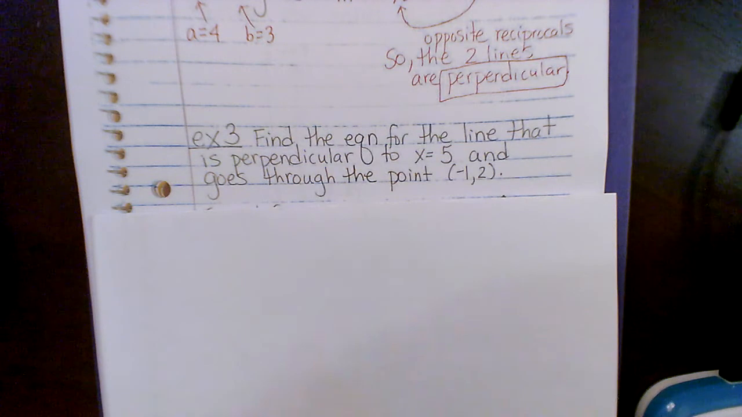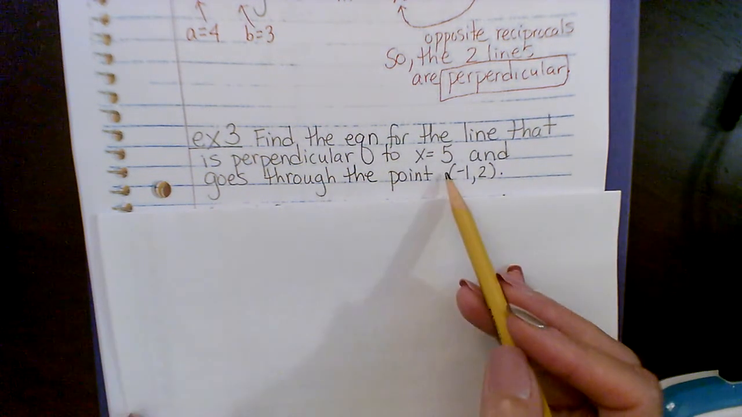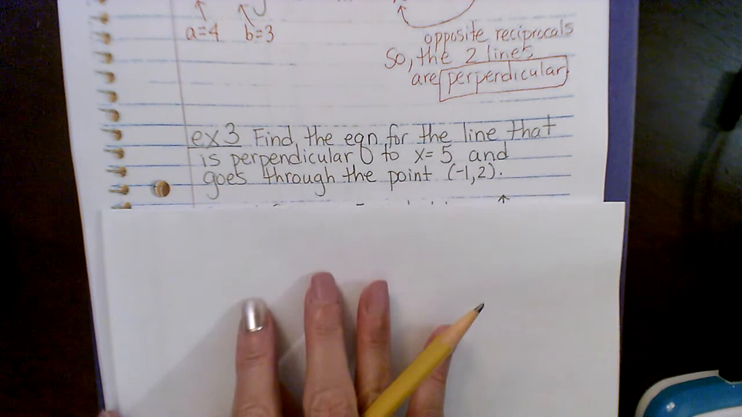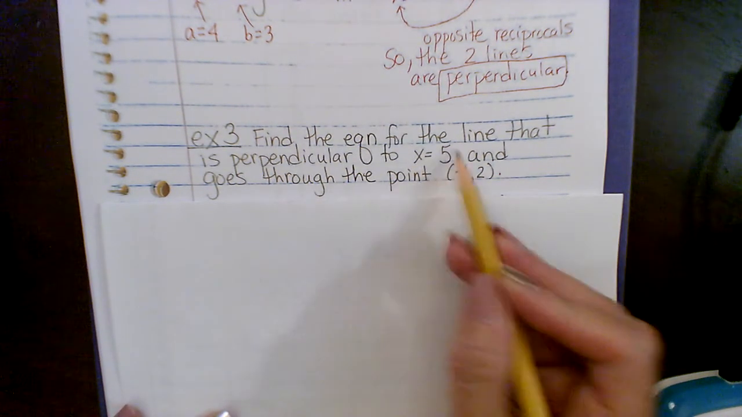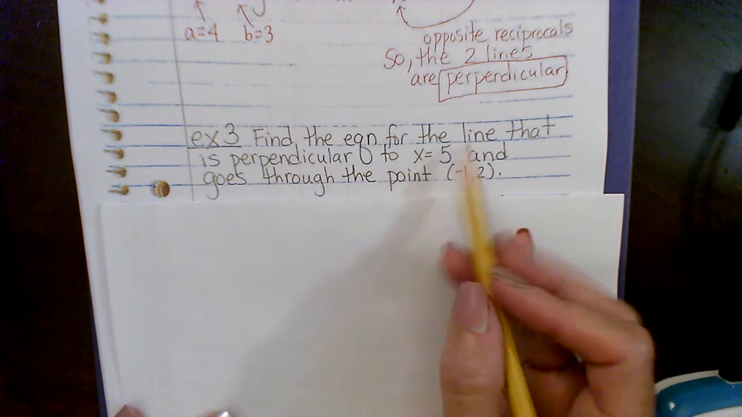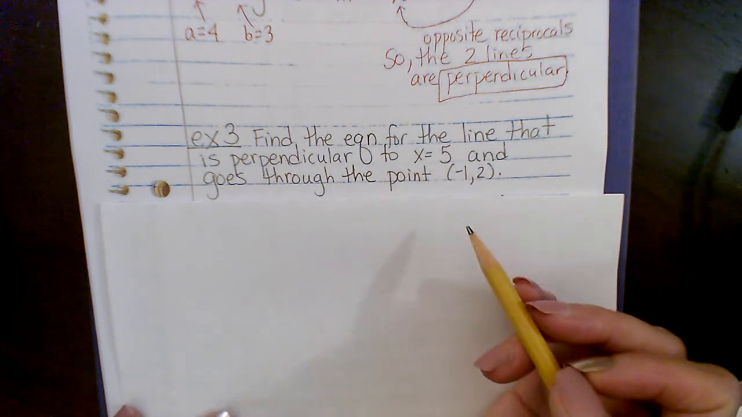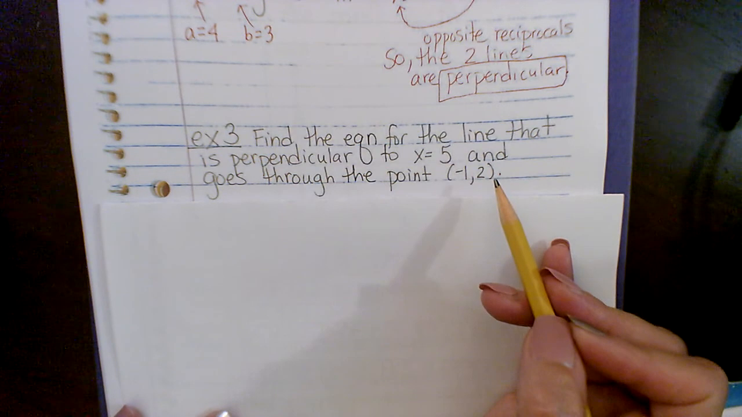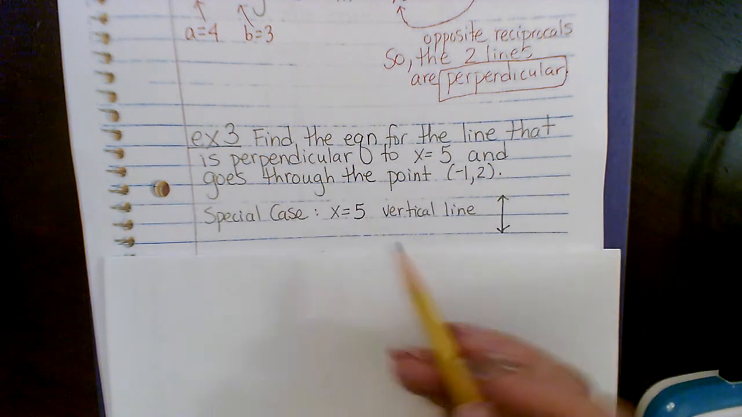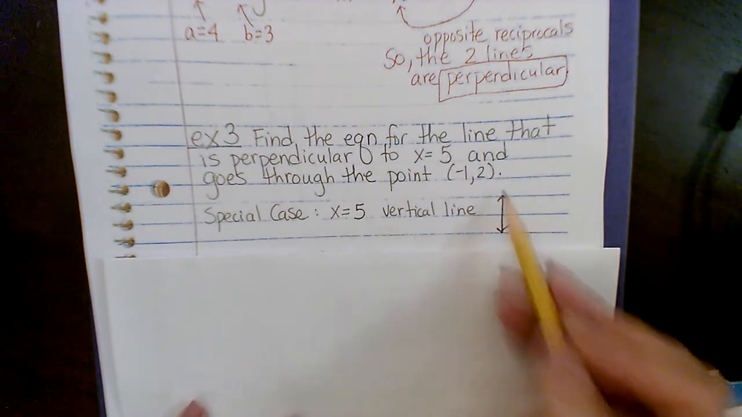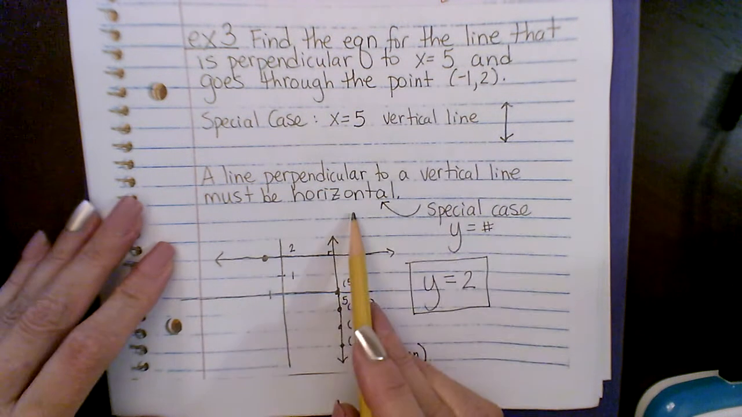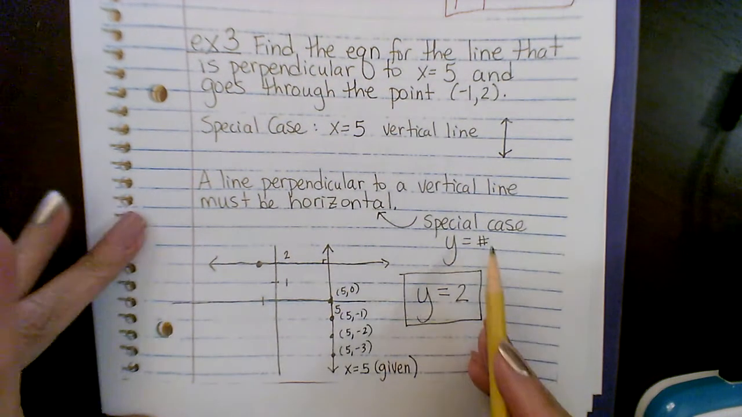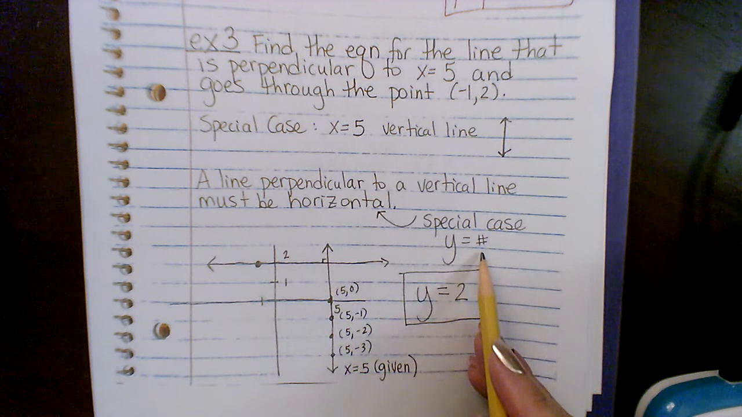So, all right, let's find the equation for the line that is perpendicular to x equals 5 and goes through the point negative 1, 2. Now, believe it or not, this one's going to be pretty easy because it's a special case. Whenever you see those vertical and those horizontal lines, those special cases, if you recognize it, things can be quick and painless. All right, so x equals 5 is a vertical line, so it looks like this. So a line perpendicular to that must be horizontal. That's one of the special cases where y is a constant.